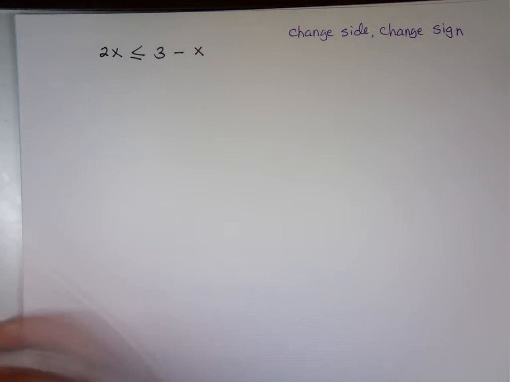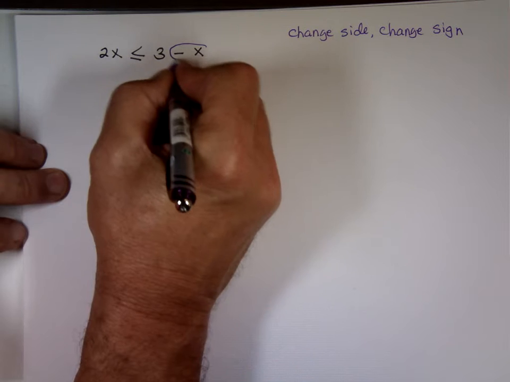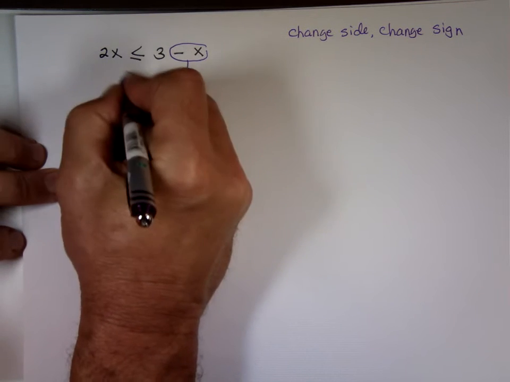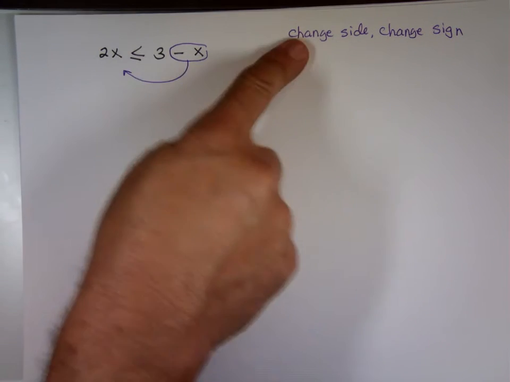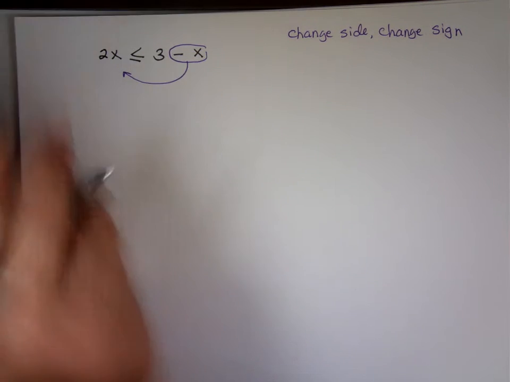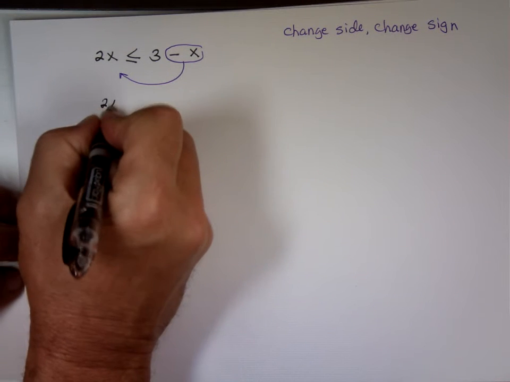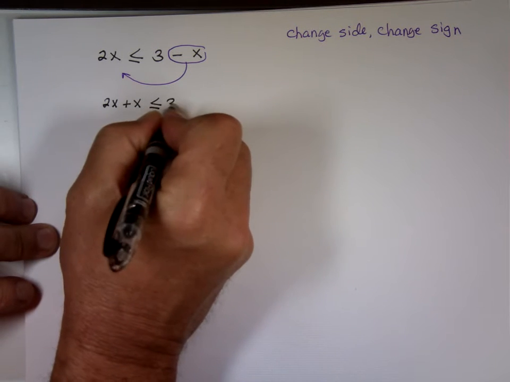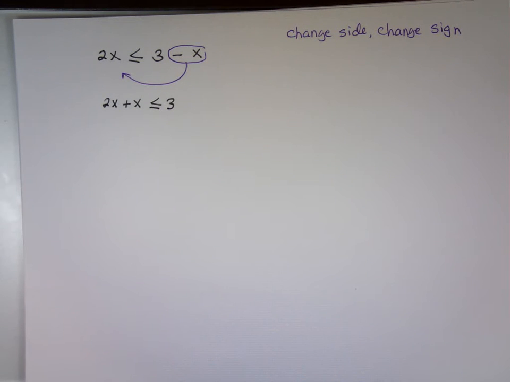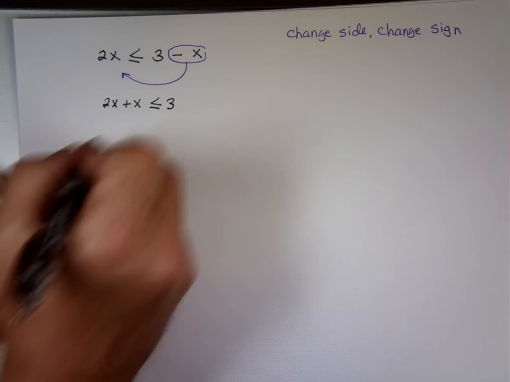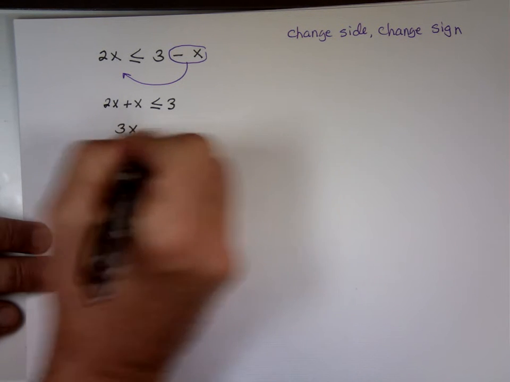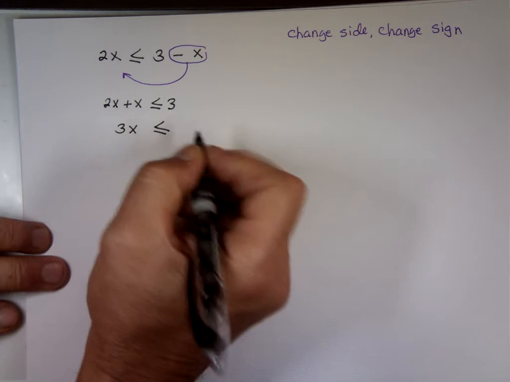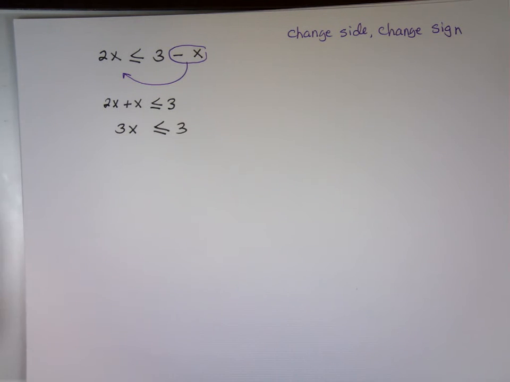So I'm going to take the negative x here. So on the wrong side, I'm going to bring it to this side. And again, if I use change side, change sign, that will change to positive. What's 2x plus x? 3x. Right, you're adding.